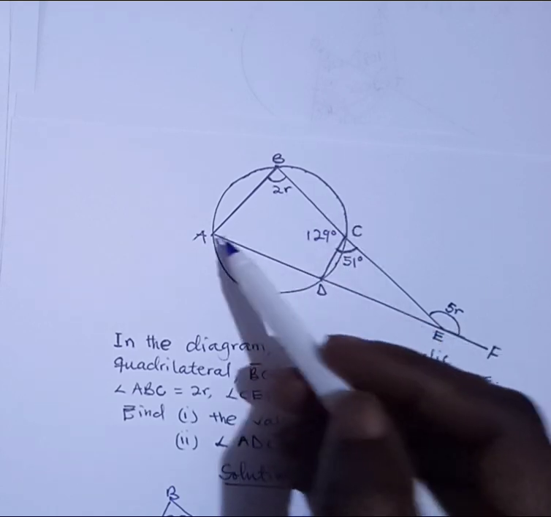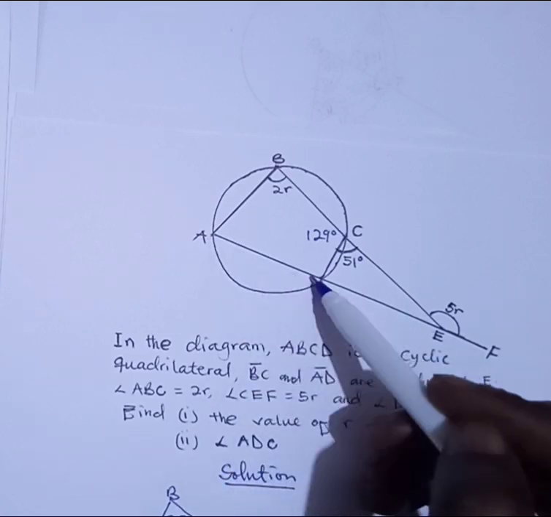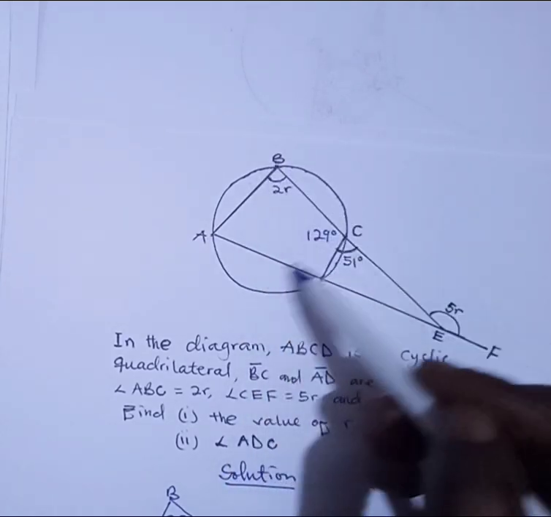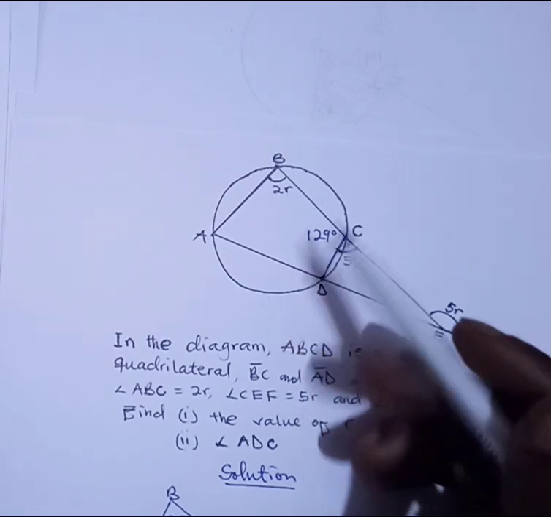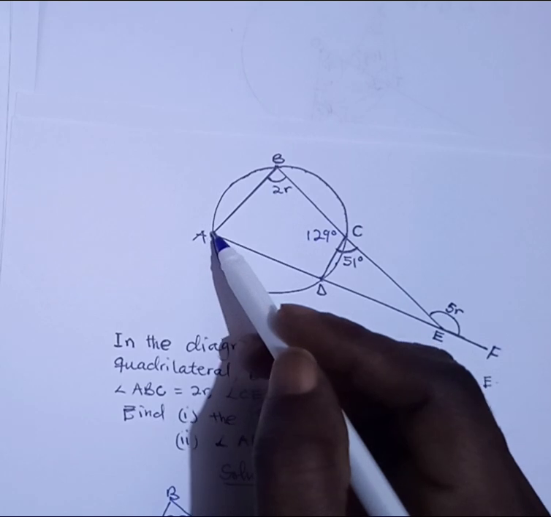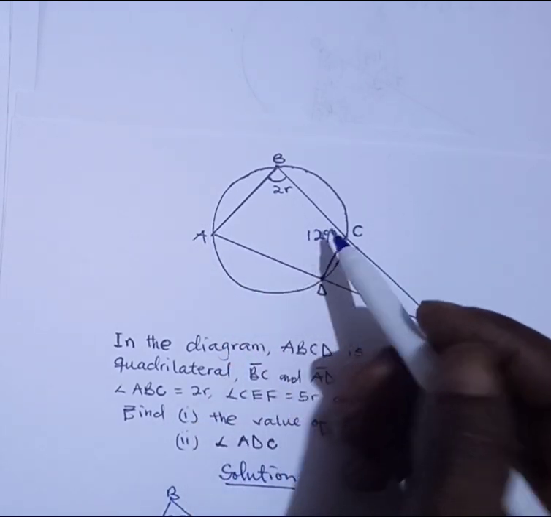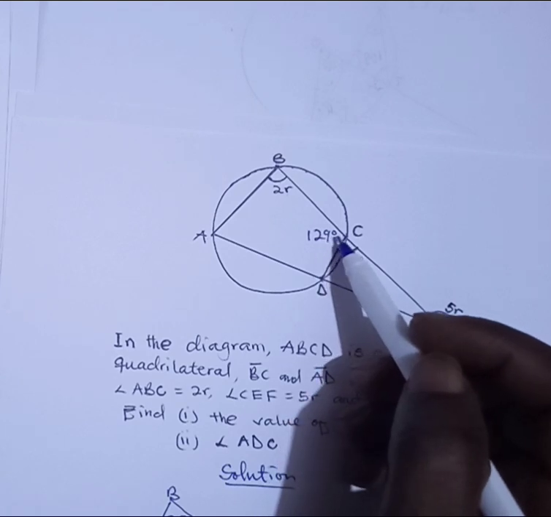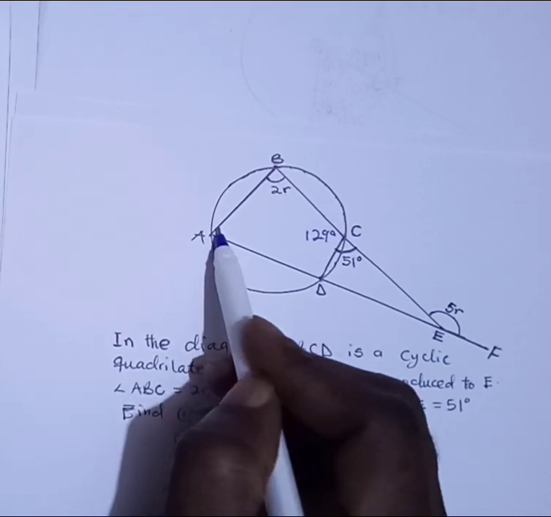So you see that we have A, B, C, D as a quadrilateral which is inscribed in a circle. Good. For that property, we are saying that the sum of two opposite angles in a cyclic quadrilateral is equal to 180 degrees. Looking at this angle, you see that this angle is opposite to this angle.